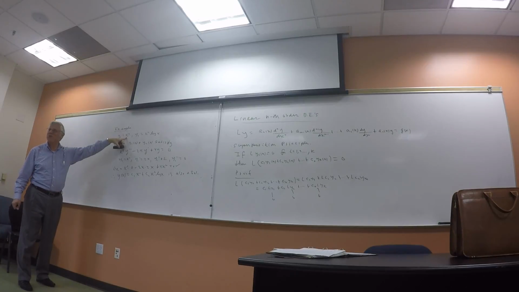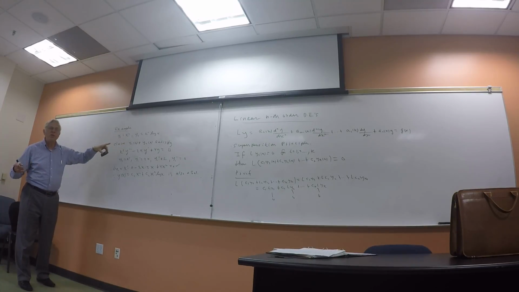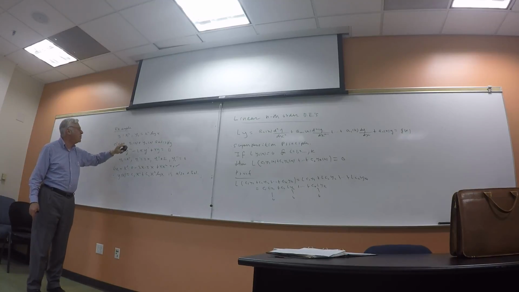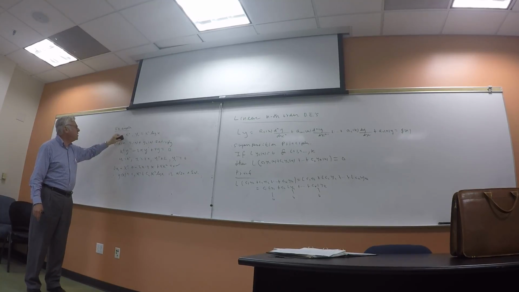6x squared is also a solution. But when I do C1 x squared and C2 6x squared, I'm really getting only one function out of that. So the idea of linear independence is to come up with a precise statement saying why are x squared and 6x squared not really independent?